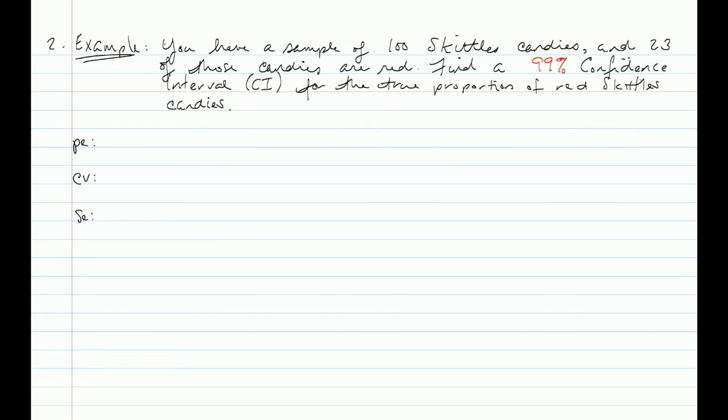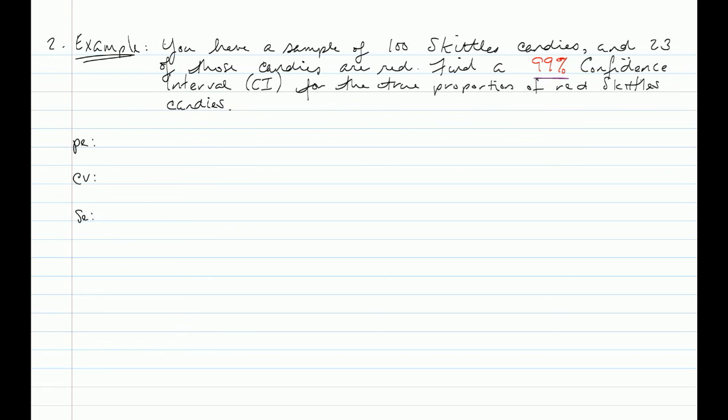Now let's consider this next example. Say instead we have a sample of 100 Skittles candies and 23 of those candies are red, but now we want to find a 99% confidence interval for the true proportion of red Skittles candies. So we've got the same sample, 100 Skittles, 23 are red, but we want a 99% confidence interval. More confidence sounds great. I would love to be more confident in my estimate.